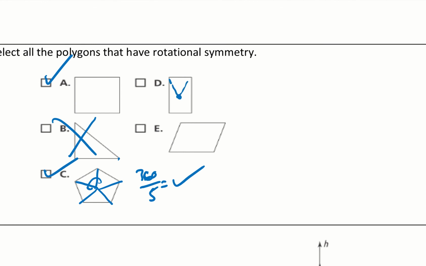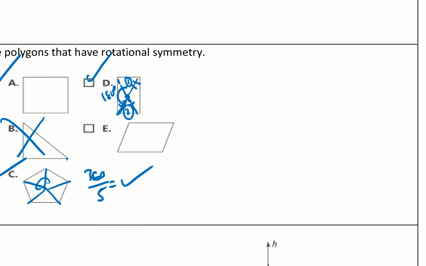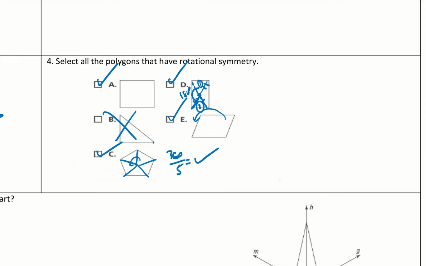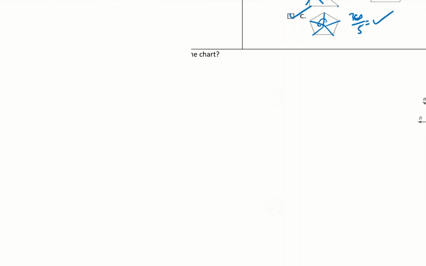Now for D, I could rotate this. If I break this into these pieces, I know that these two triangles, 1 and 2, are the same. So if I wanted to get from 1 to 2, I could just rotate it by 180. So yes. And then for E, the same deal. If I rotate this a full 180, then I would get the same shape. So yes, those are rotationally symmetric.